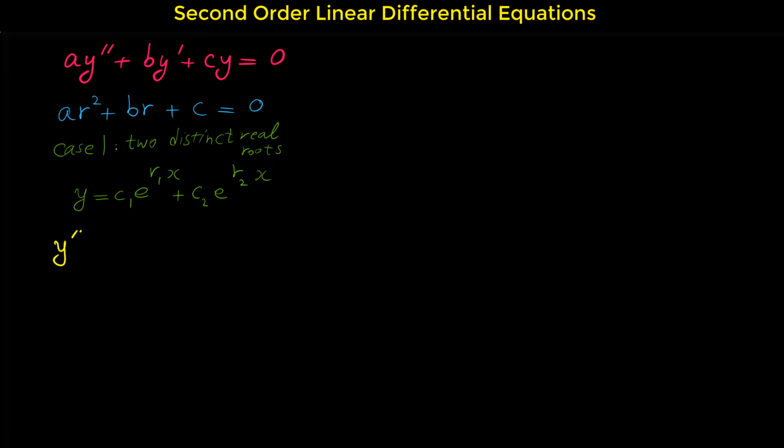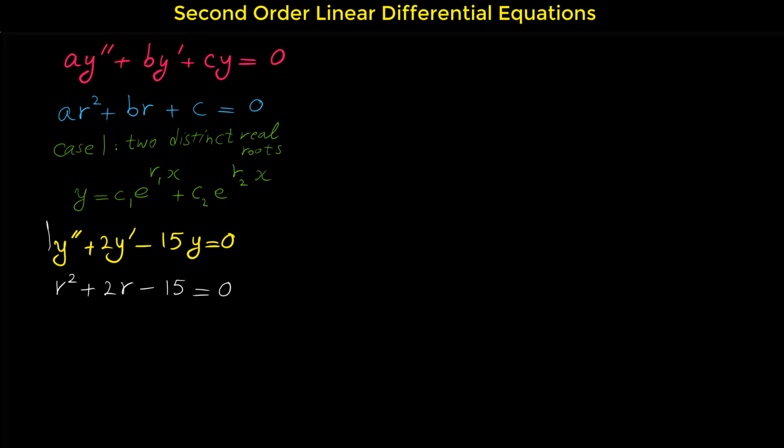Our first example is y double prime plus 2y prime minus 15y equals 0. The first step for solving second order linear homogeneous differential equations like this is to write the characteristic equation. What is the characteristic equation? r squared plus 2r minus 15 equals 0.